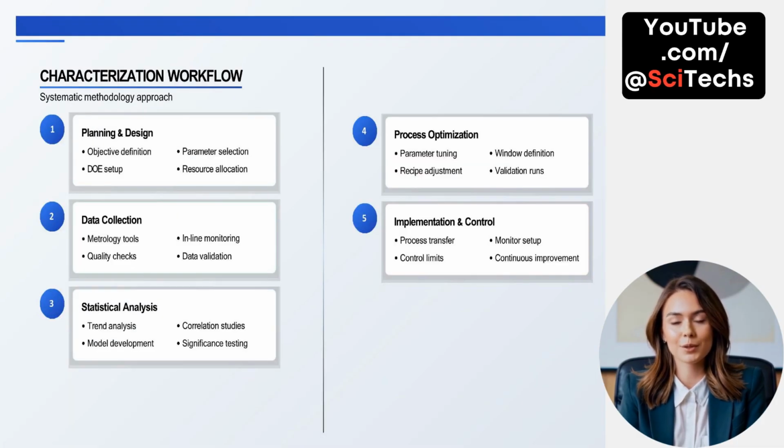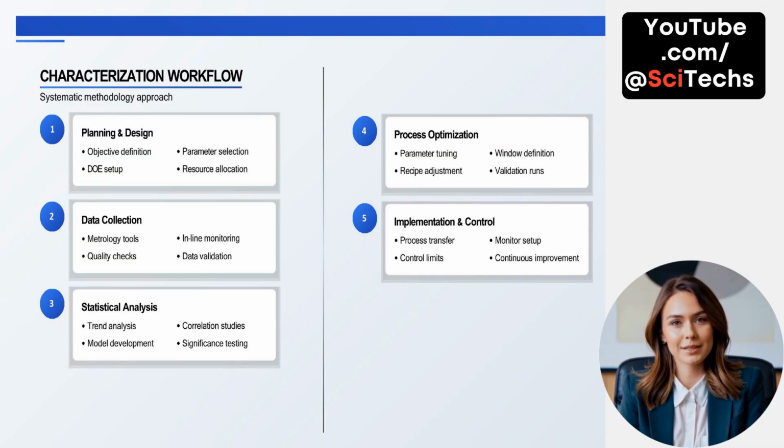Characterization workflow. The characterization workflow follows a systematic methodology to ensure reliable and reproducible results in semiconductor processing. It starts with planning and design, where the objective is clearly defined, the design of experiments, DOE, is established, and key parameters are selected. Resources are also allocated at this stage to ensure proper execution. Next is data collection, where metrology tools are employed to gather critical measurements. Quality checks, inline monitoring, and data validation help ensure the reliability of the information gathered.